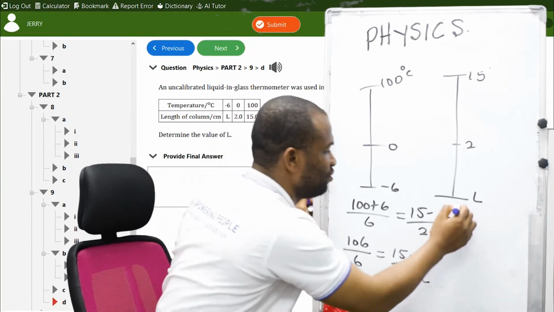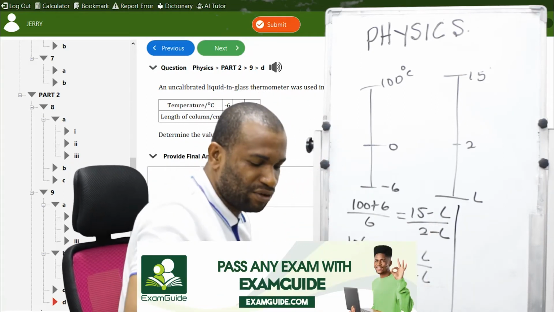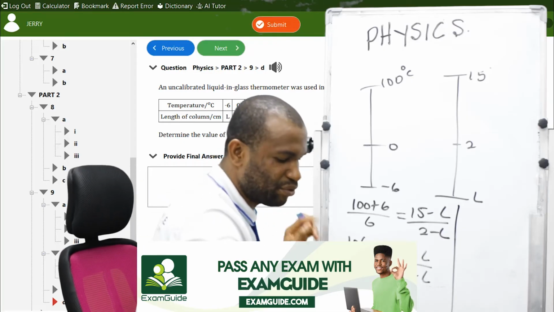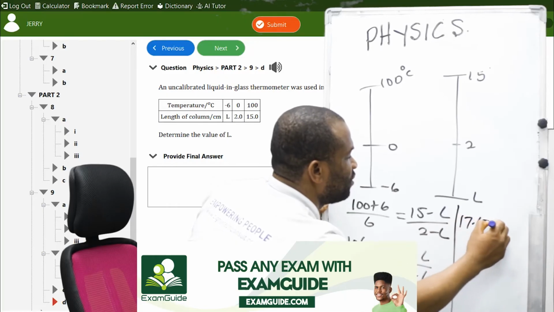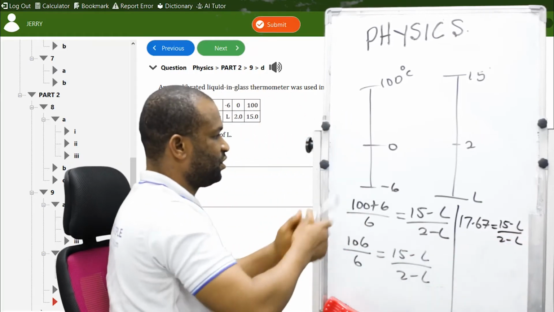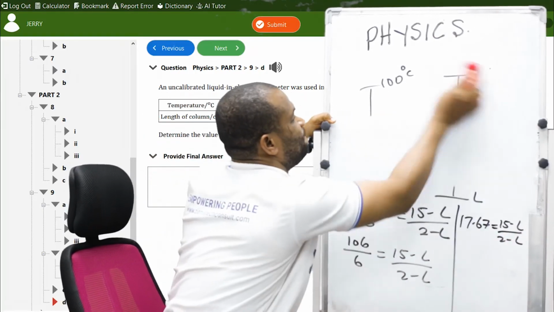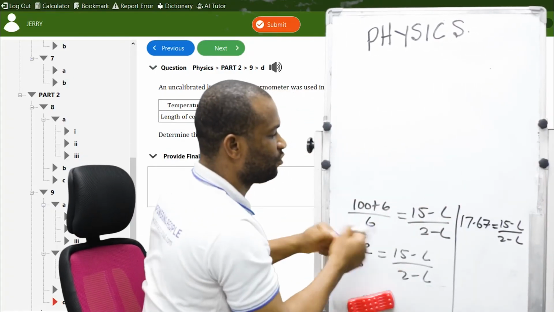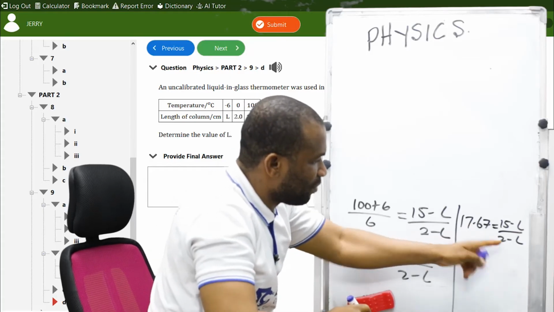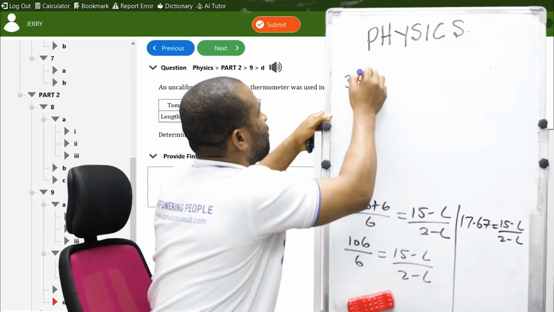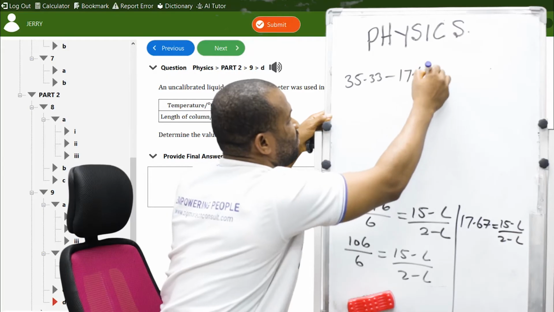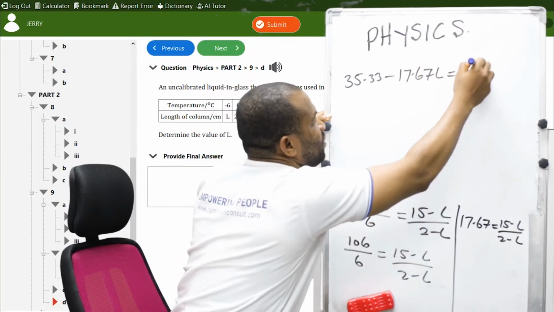So I'm going to do the solution. 106 divided by 6 is going to be 17.67. 17.67 is going to be equal to 15 minus L all over 2 minus L. So let me finish it up here. So this is going to be multiplied by 2. I'll say this multiplied by 2, which is 35.33. 35.33 minus this times L, which is 17.67 L, is equal to 15 minus L.